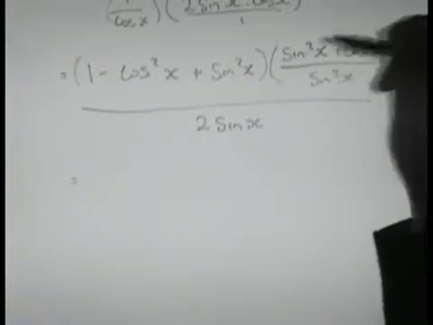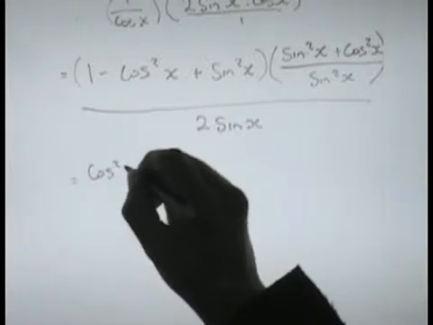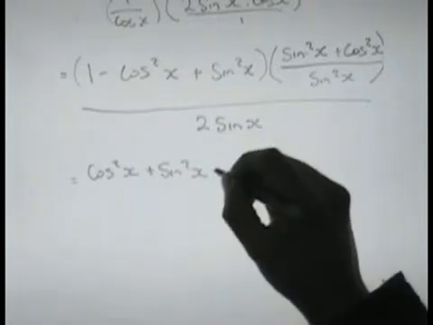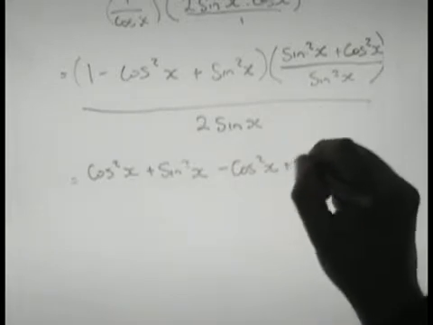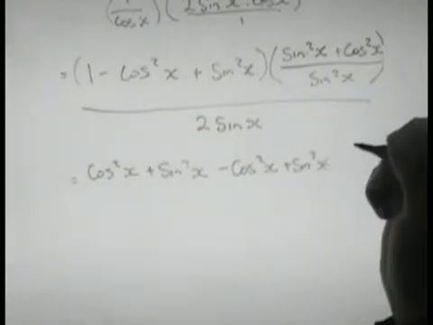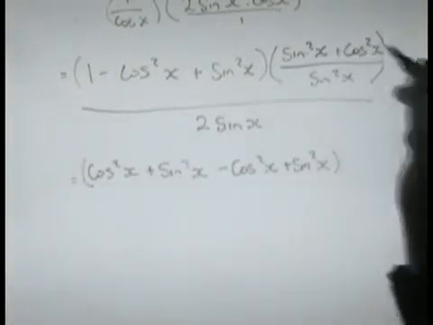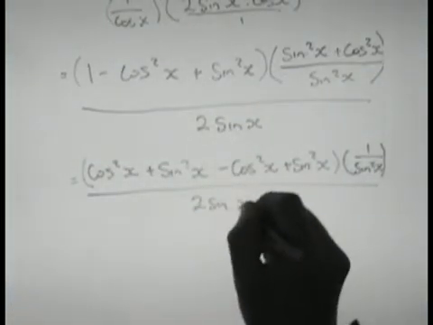over sine squared x multiplied by something. I'm going to change that 1 into cos squared x plus sine squared x, minus cos squared x plus sine squared x, multiplied by sine squared x plus cos squared x, which is equal to 1 over sine squared x, which stays there, all over 2 sine x.